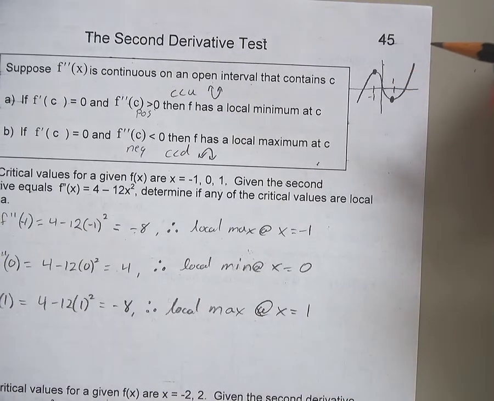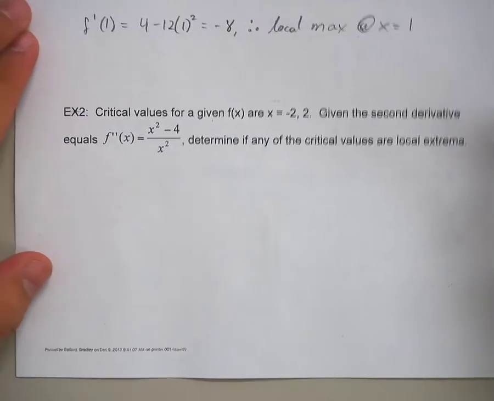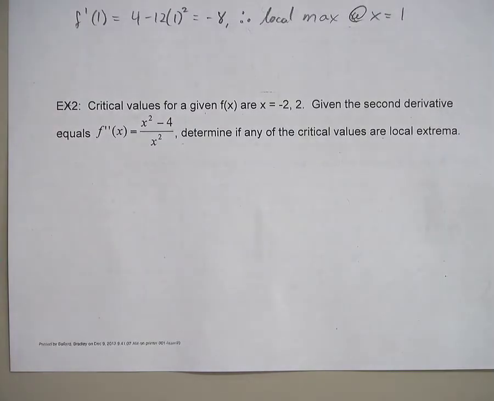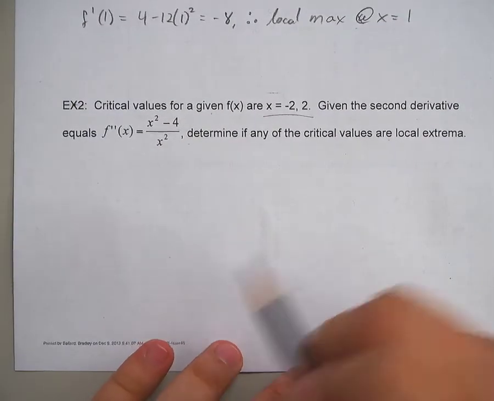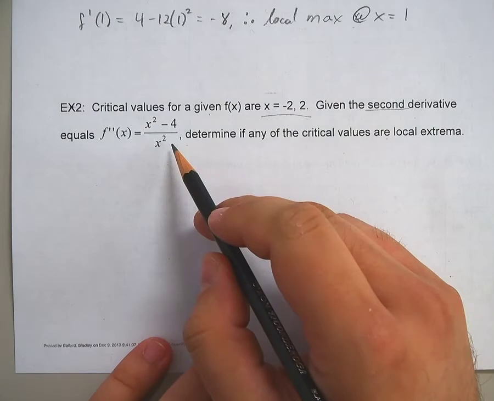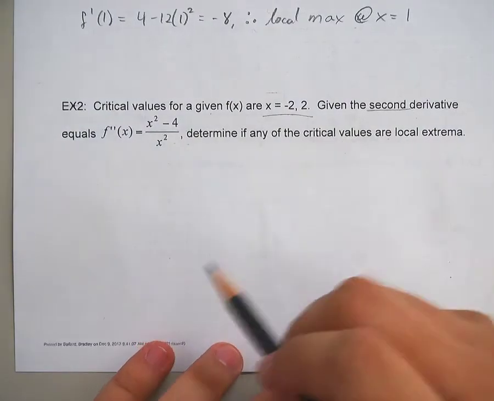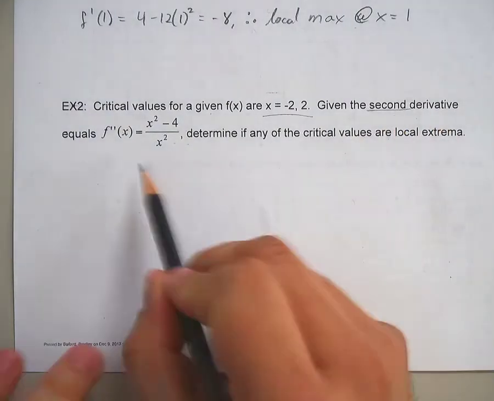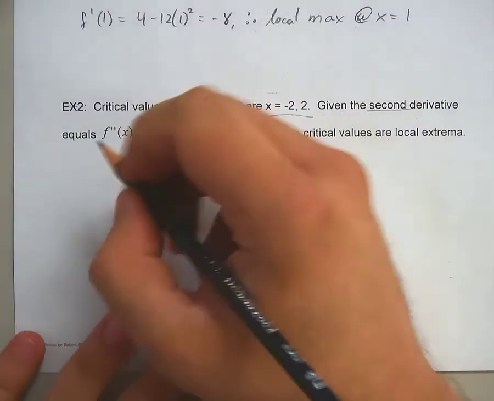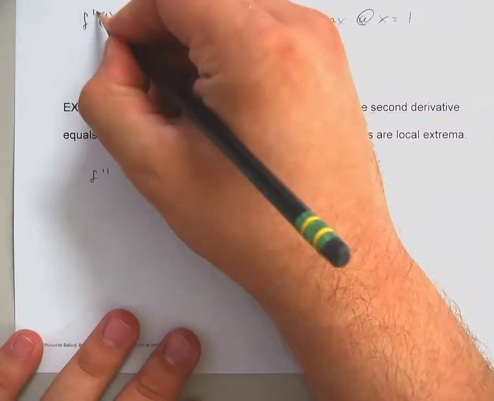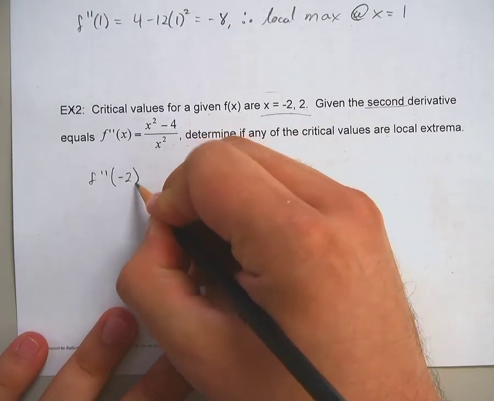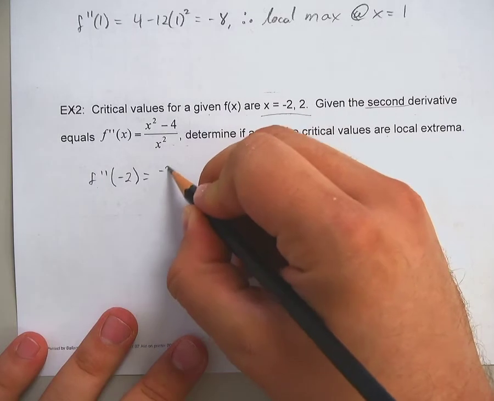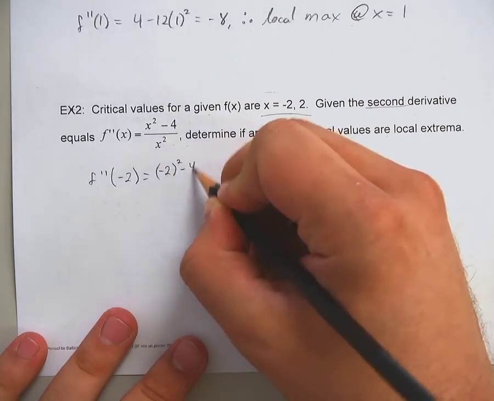Okay? Alright, so let's try this one more time here. Critical values given are -2 and 2. Given the second derivative is this. Determine if any critical values are local extrema. So we've got f double prime, I need to mark that as double prime, f double prime of -2. And I'm just going to plug in a -2 here. -2 squared minus 4.